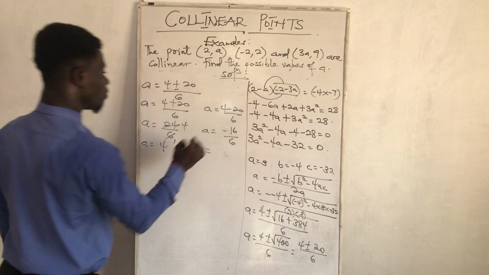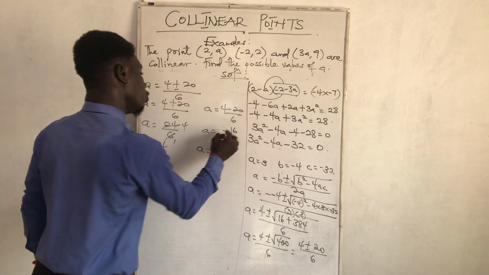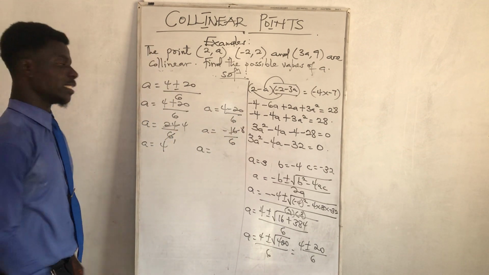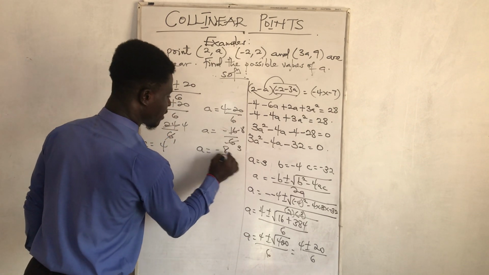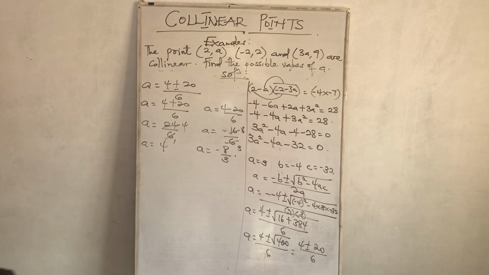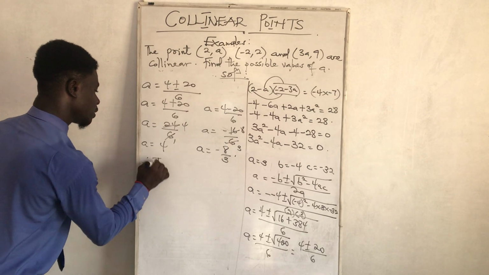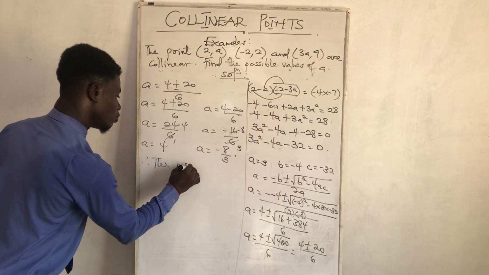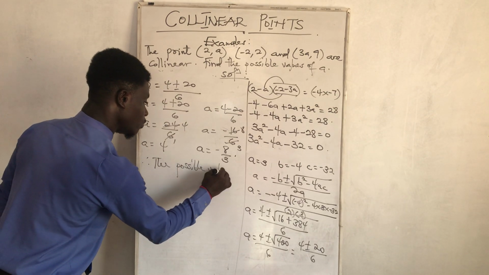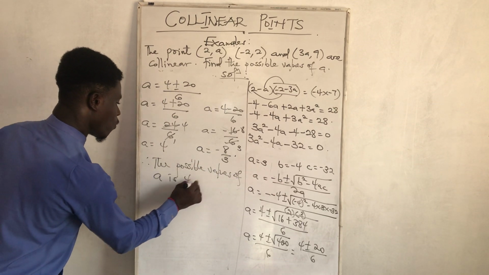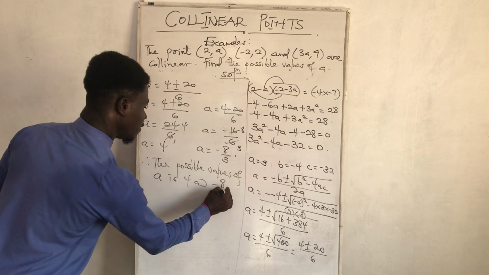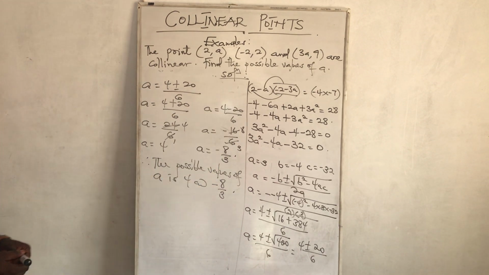So here a must be equal to, now 2 here, 8 times, right? Then 2 into 6, we get 3. So I have minus 8 over 3, right? So now, therefore, the possible values of a are 4 and minus 8 over 3. So that's how best we can solve this question. So watch it very carefully.